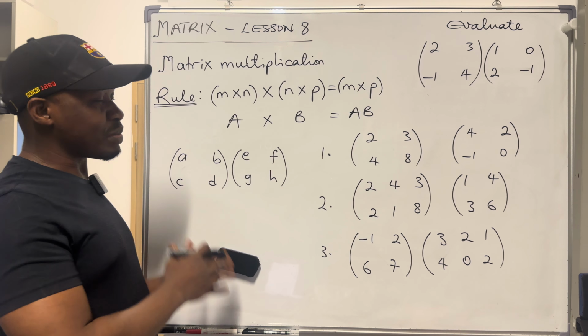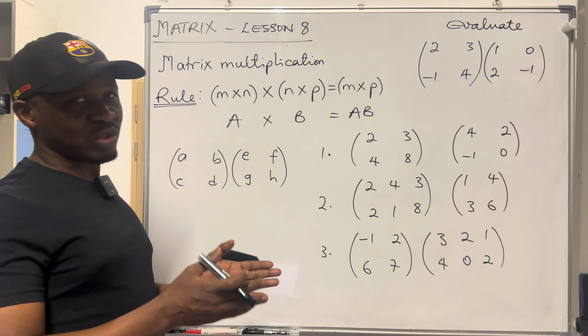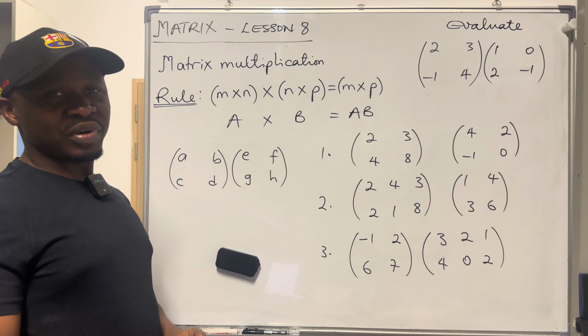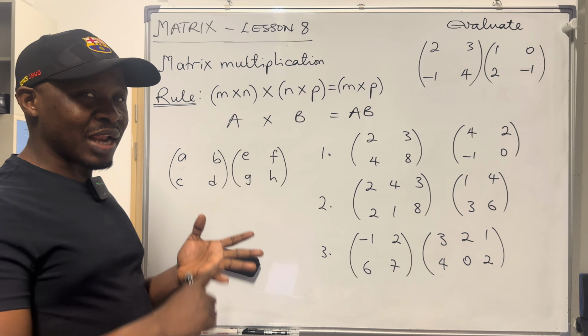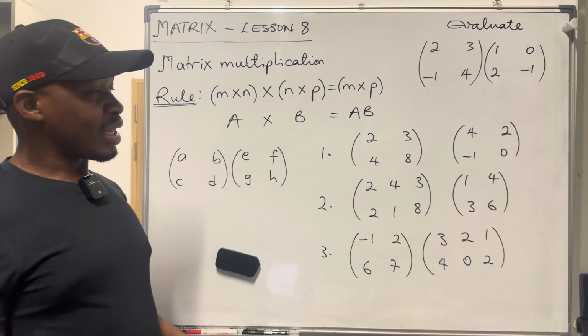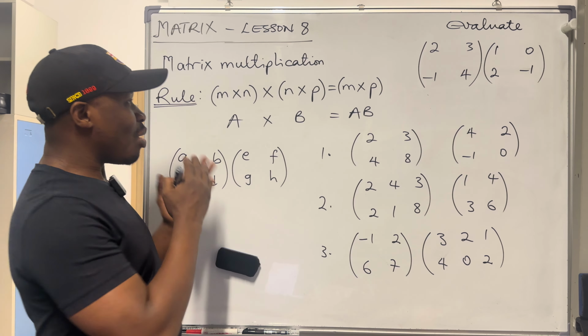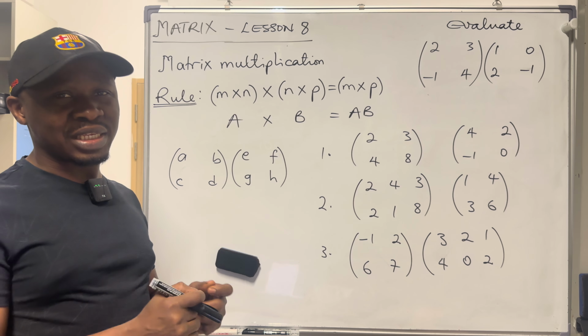For addition and subtraction, two or more matrices can only be subtracted or can only be added if the orders are the same, if they are of the same order. For addition and subtraction, they have to be the same order. But here, it doesn't mean that they have to be in the same order. But multiplication has its own rule, which is somehow tricky a bit.